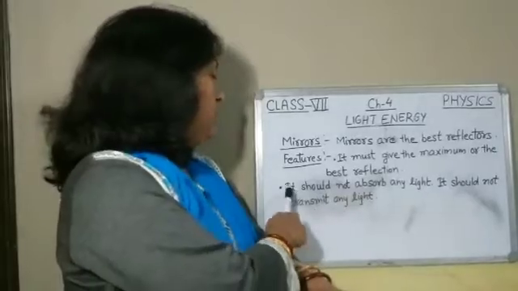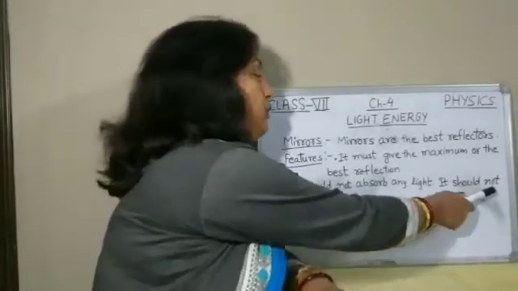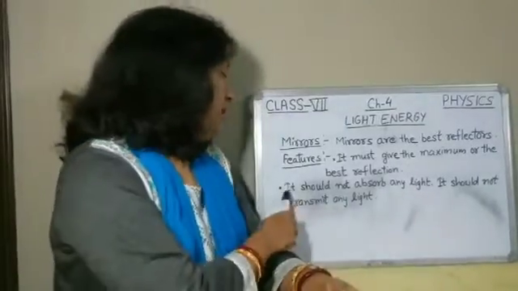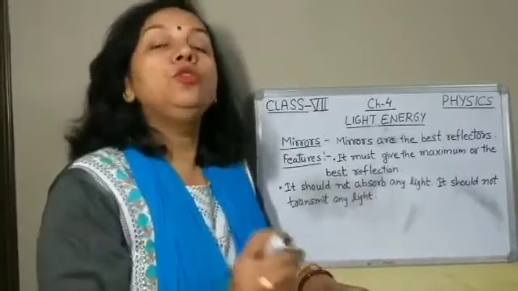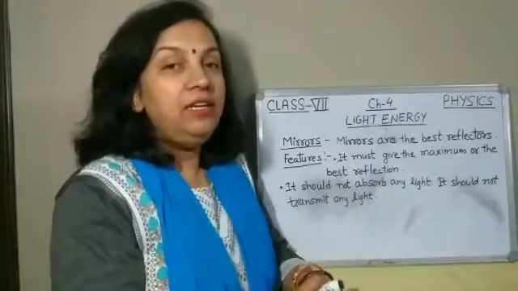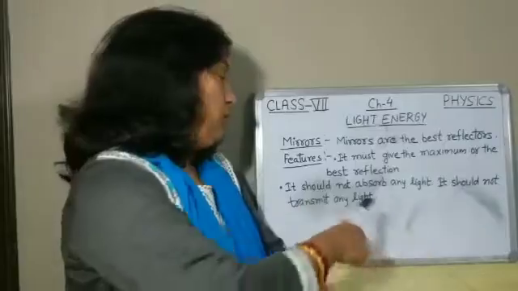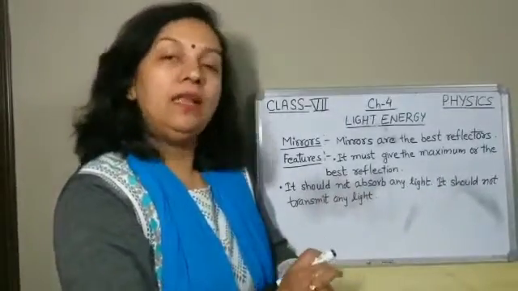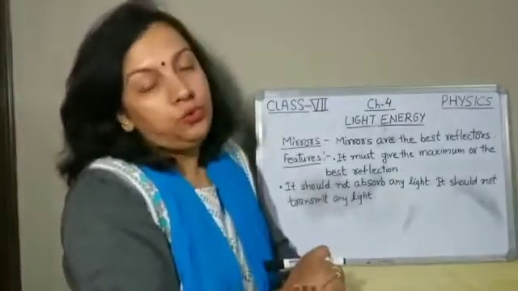Now number two is it should not absorb any light and it should not transmit any light. It should not absorb any light. It means it should not be black. It should be shiny and with a smooth surface. So it should not transmit any light. These are the two features of a good mirror.